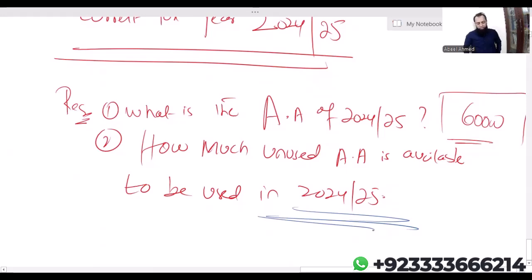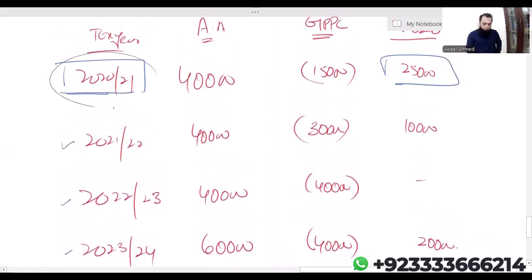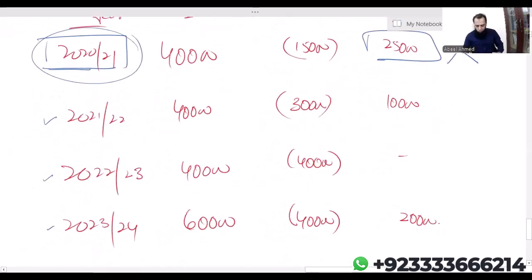24-25. Can I say the unused limit of 2020-21 cannot be carried forward for the tax year 24-25 because it does not fall in the next 3 years? It falls in the next 4 years. And the rule says unused limit of annual allowance can only be carried forward for how many years? Next 3 years. Okay. Now look at this.